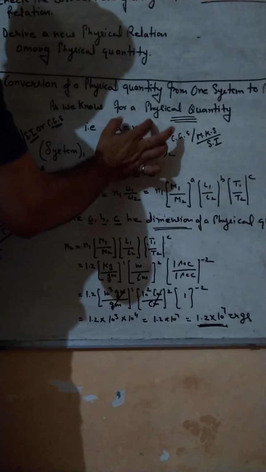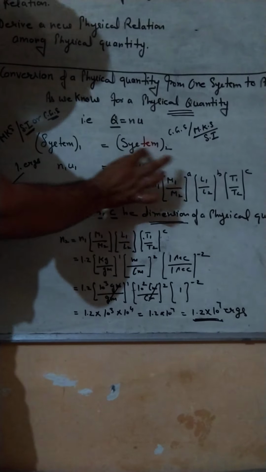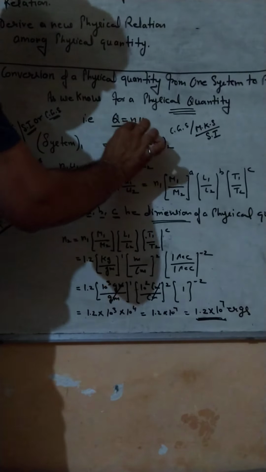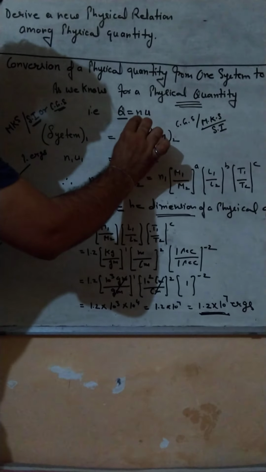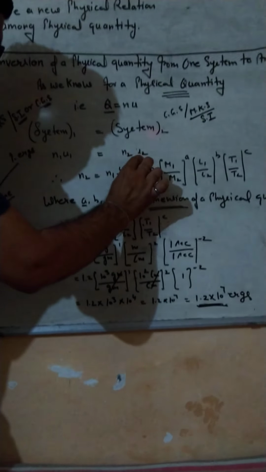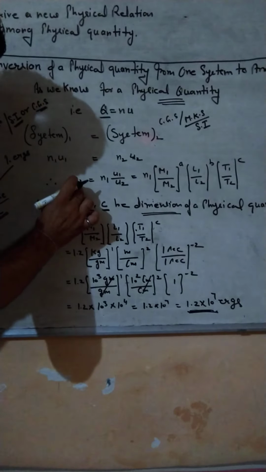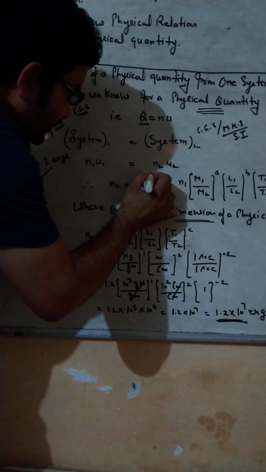So if we apply this for two systems, system number 1 and system number 2, since the quantity's name is not changed but its numeric value changes from system to system, we place n1 U1 in the first system and n2 U2 in the second system. Now we have to find the value of n2, so we divide by U2. Then its value will be n2 is equal to n1 U1 divided by U2. And what is this one?